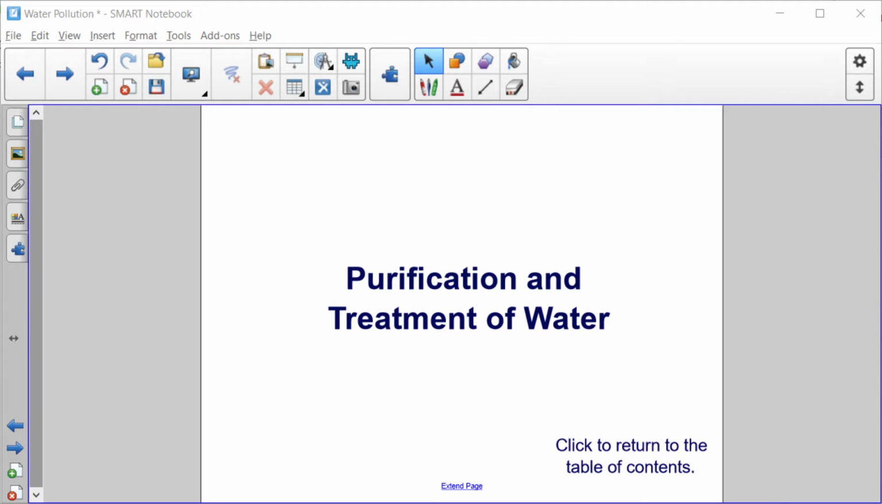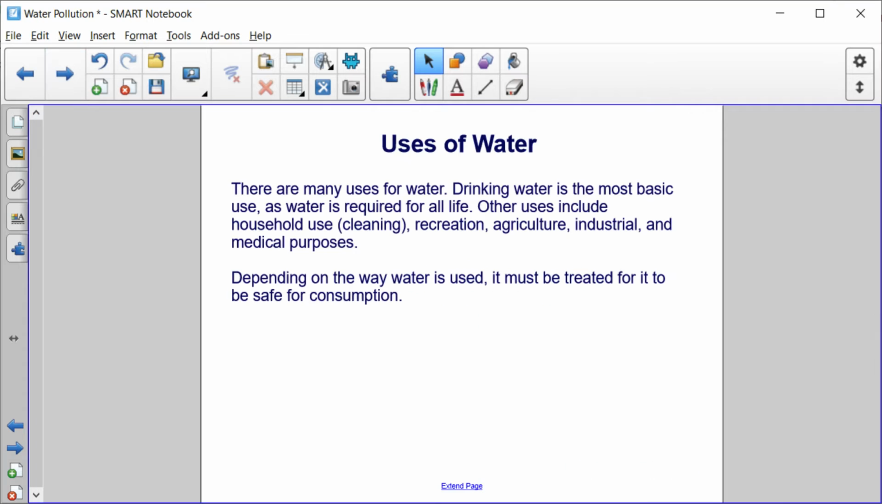In this final section, we're going to discuss purification and treatment of water. There are many uses for water. Drinking water is the most basic use, as water is required for all life. Other uses include household use like cleaning, recreation, agriculture, industrial, and medical purposes. Depending on the way water is used, it must be treated for it to be safe for consumption.